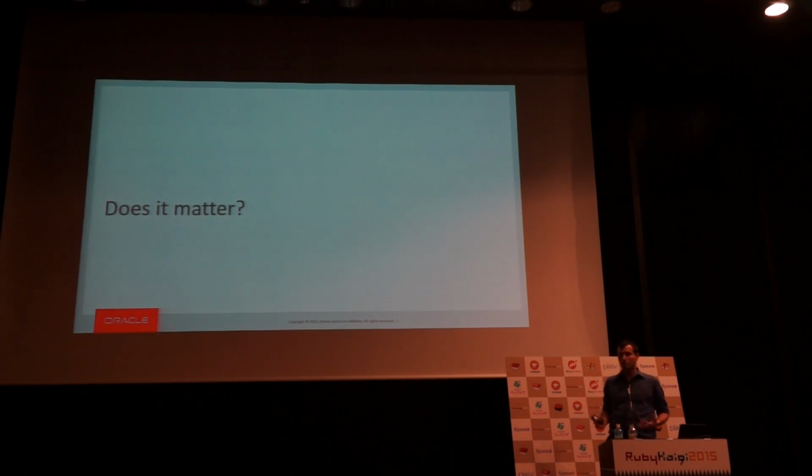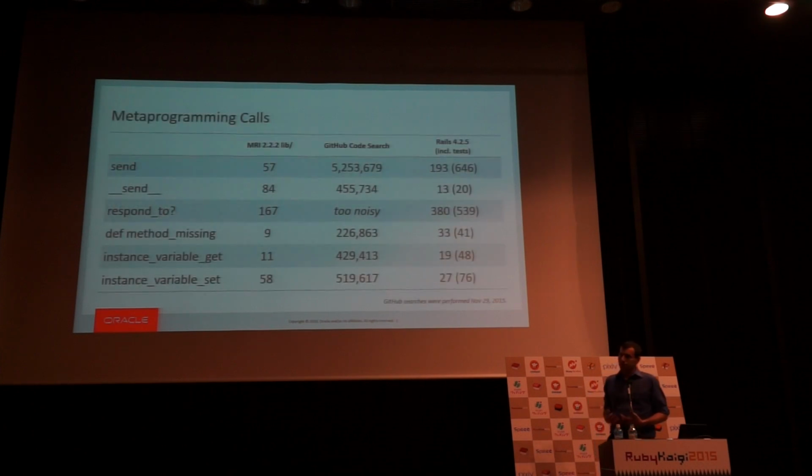Okay, so does it matter? Ruby's been around for 20 years. No one has really seemed to be bothered by this performance gap. We're a research group. We just kind of invent a problem to fix. So I wanted to take a survey of how frequently metaprogramming calls are made. And for this, I looked at MRI's standard lib directory.